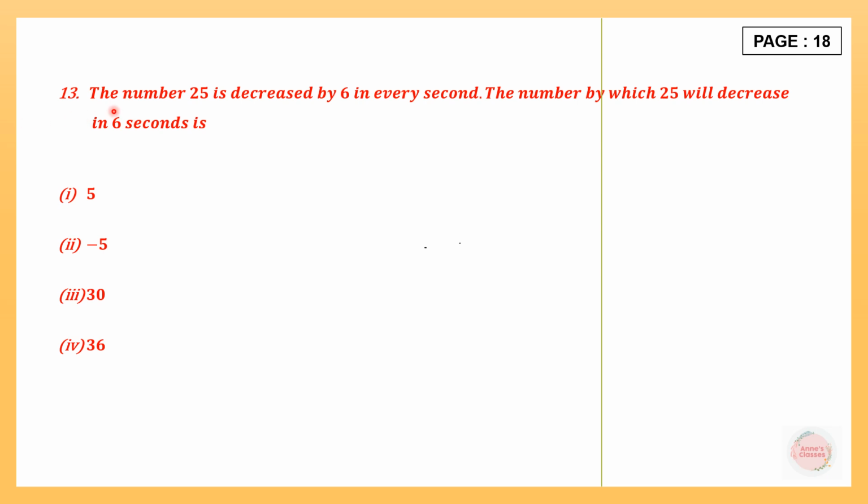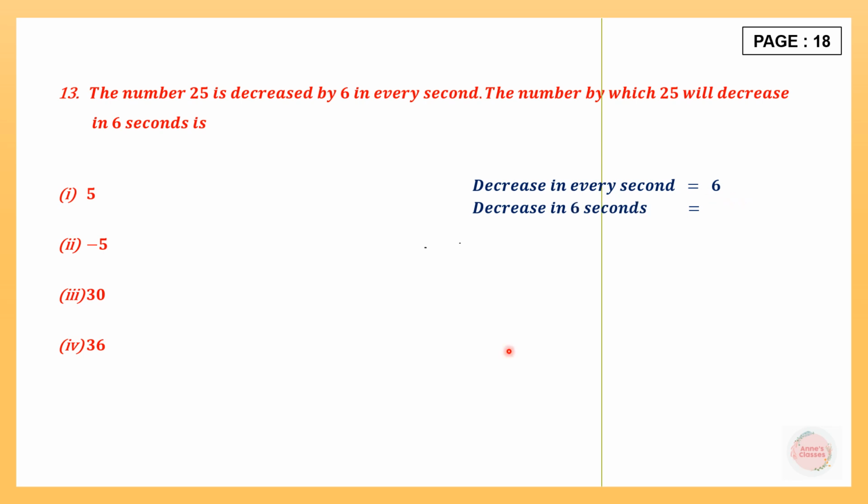Question 13. The number 25 is decreased by 6 in every second. That means every second this number is becoming smaller and smaller by 6. Every second it's going down by 6. Now the number by which 25 will decrease in 6 seconds. In 1 second 6 is going off. So in 6 seconds how much will this reduce? That is the question. So the statement will be in every second the decrease is 6.